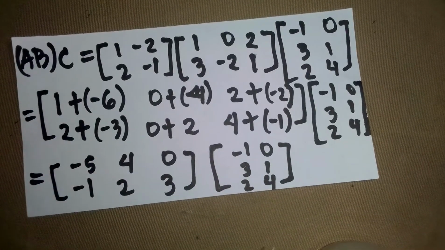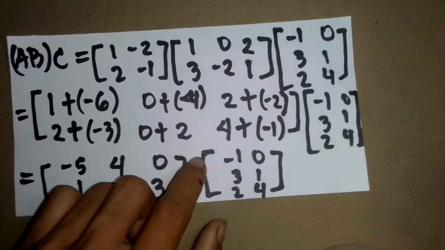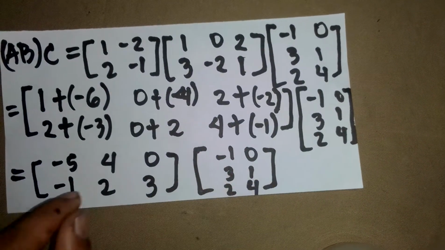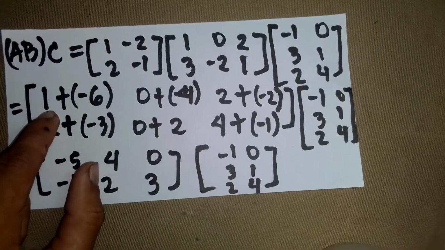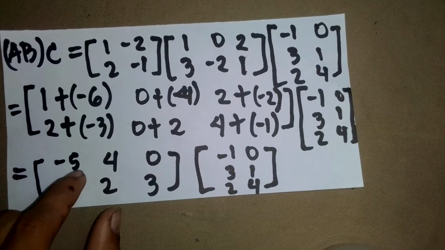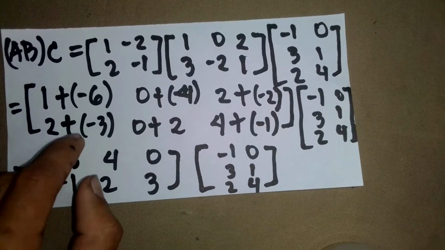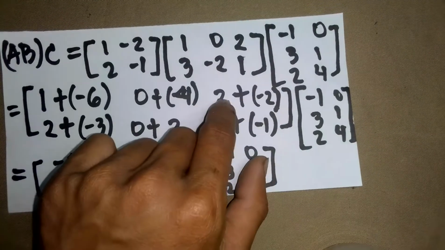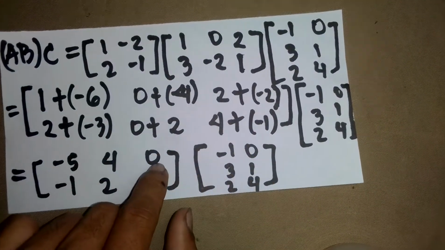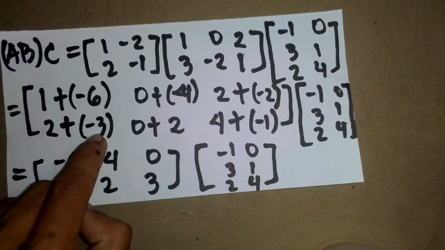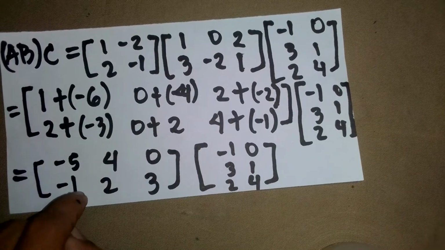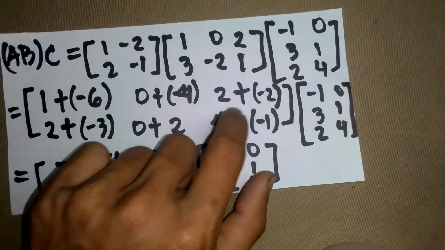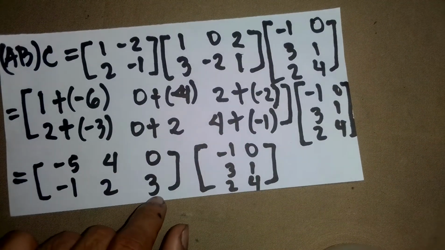So, we also copy the matrix of C. 1 plus negative 6 is equal to negative 5. 0 plus negative 4 is equal to negative 4. 2 plus negative 2 is equal to 0. 2 plus negative 3 is equal to negative 1. 0 plus 2 is equal to 2. 4 plus negative 1 is equal to 3.